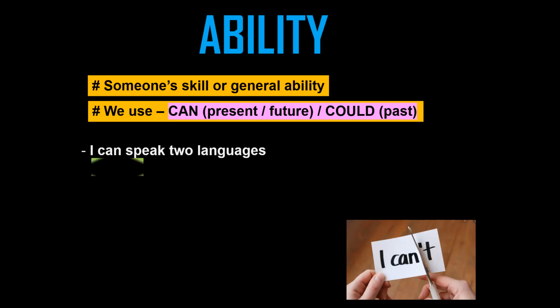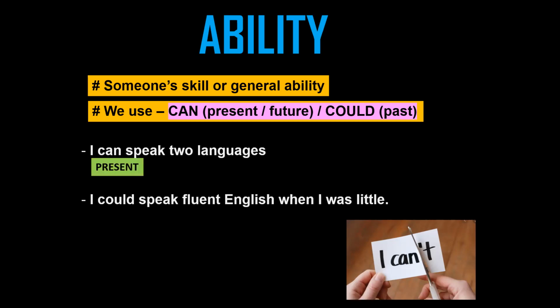When I was little, I could speak fluent English. I could, ma'am, speak... that ability is still there now. Then what do we use, can or could?